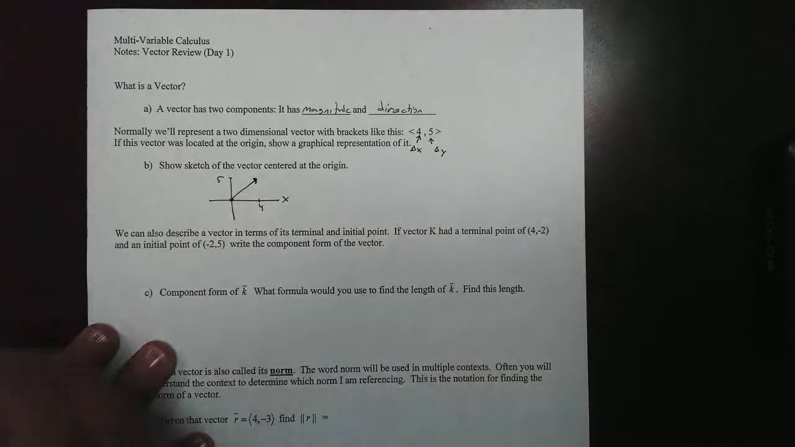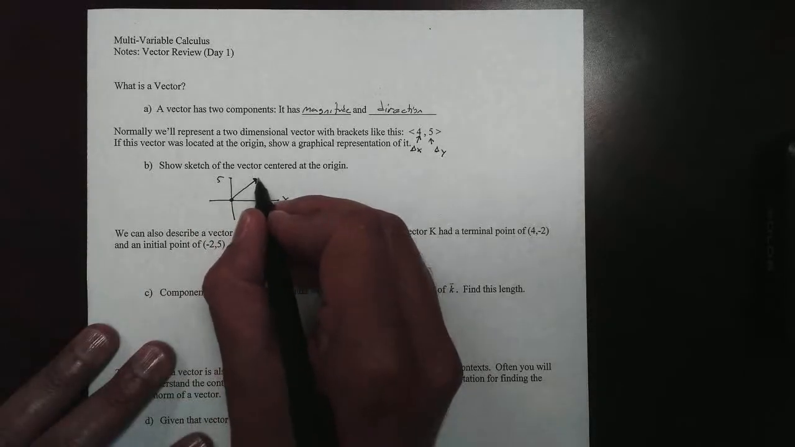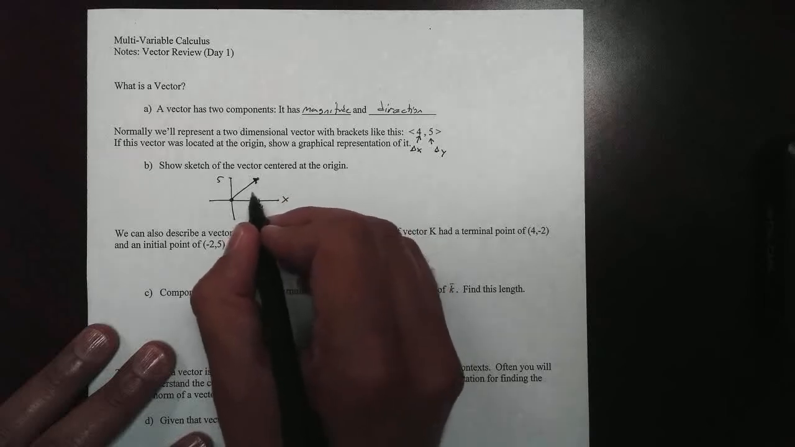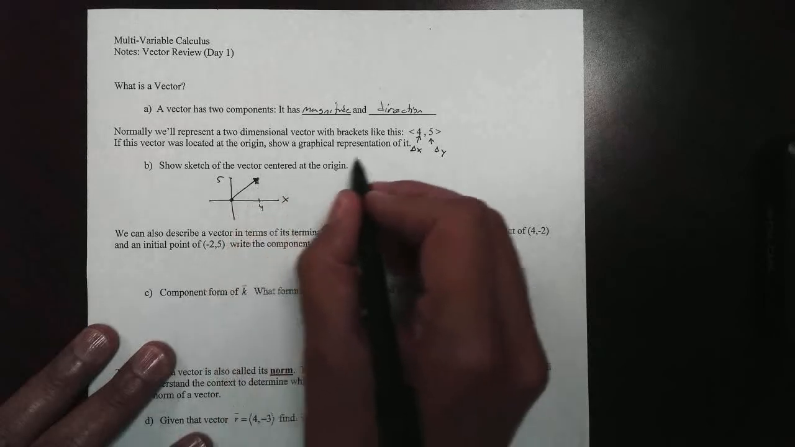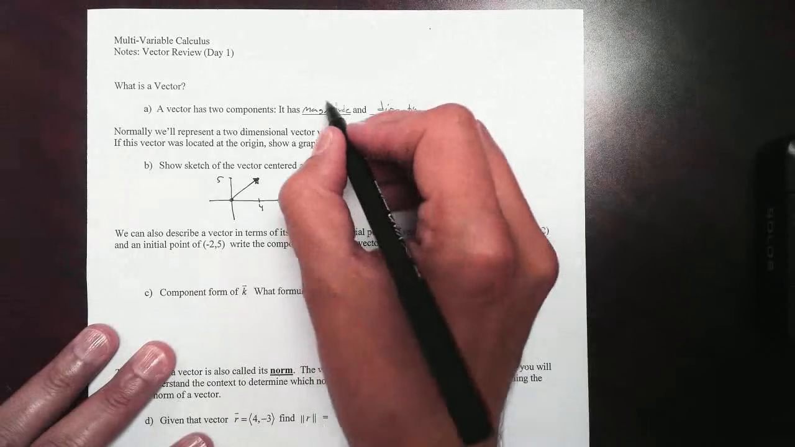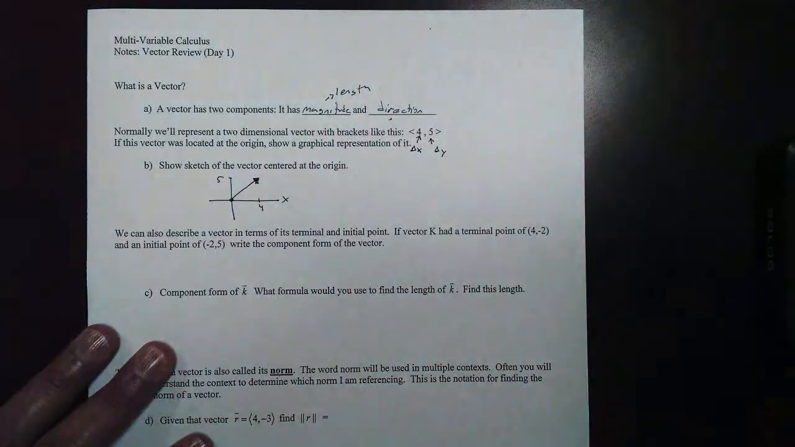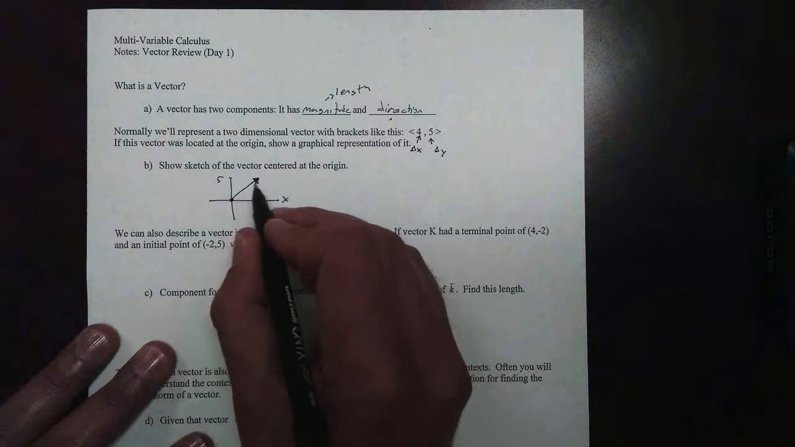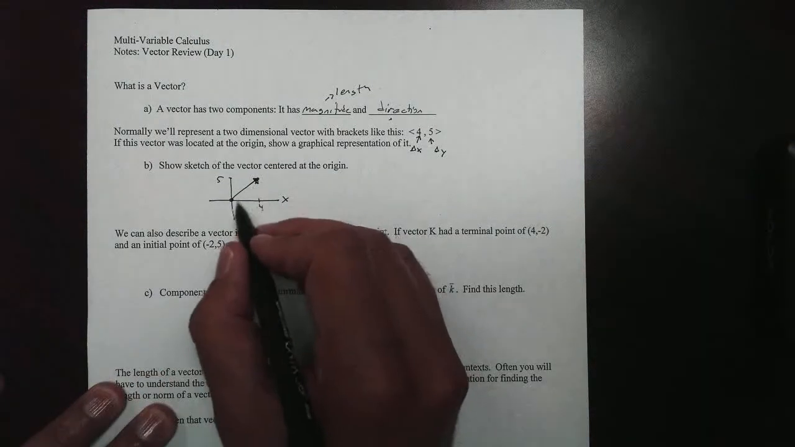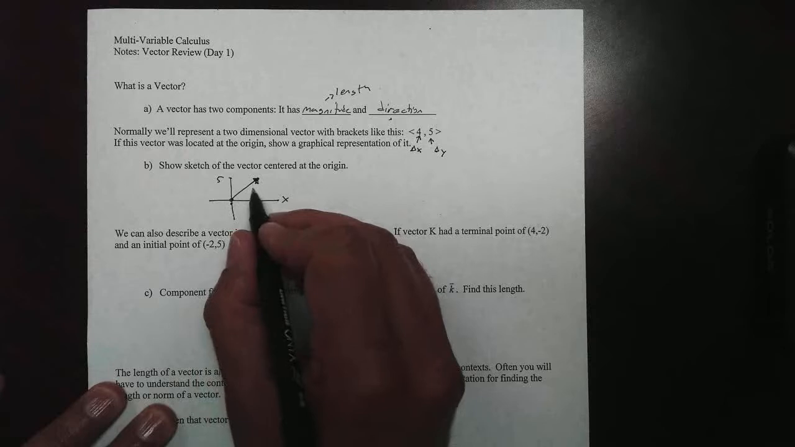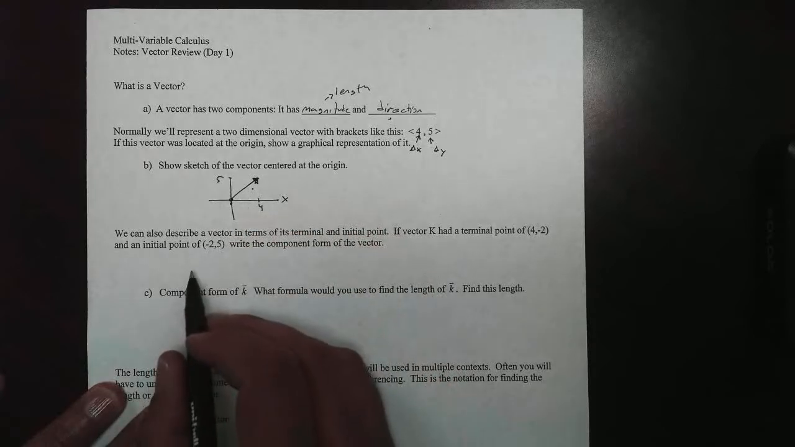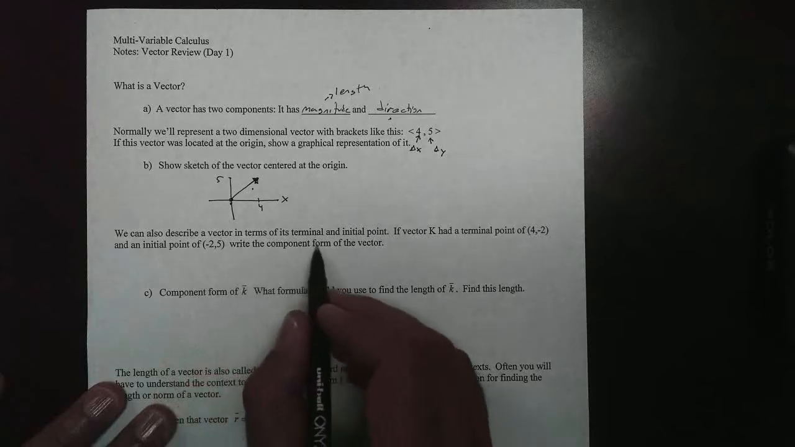We draw our vector as an arrow, and we can put a little dot there. We definitely need the arrow because the arrow gives us direction. Magnitude is just another way of talking about the length of our vector. The arrow tells us what direction it's heading in. So starting from the origin, we're heading to the point 4, 5. We can also describe a vector in terms of its terminal and initial point.